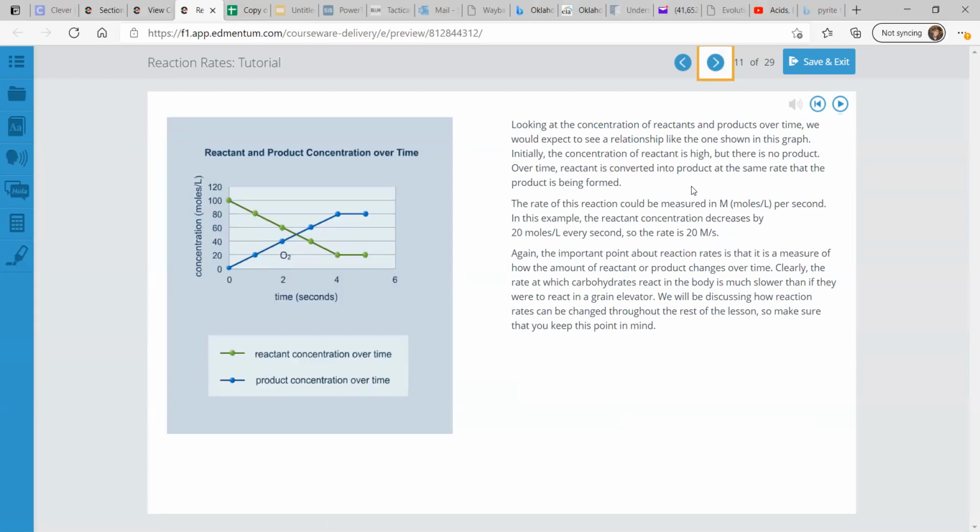Again, the important point about reaction rates is that it is a measure of how the amount of reactant or product changes over time. Clearly, the rate at which carbs react in the body is much slower than if they were to react in a grain elevator. We will be discussing how reaction rates can be changed throughout the rest of the lesson, so make sure that you keep this point in mind.